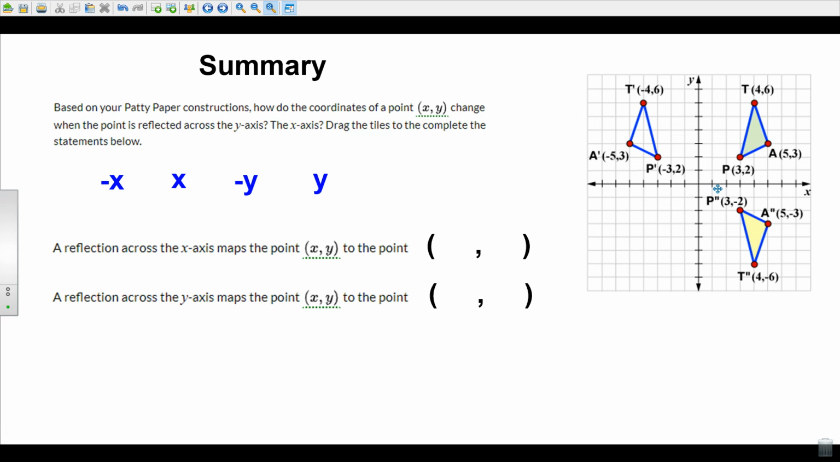So when we reflect across the x-axis right here, so we're talking about this reflection that ends up down here, x stays the same, but y changes sign to its opposite. Reflection across the y-axis maps the point xy to x changes sign, y stays the same. So there's a really nice summary of what happens when you reflect across the x-axis, and then what happens to ordered pairs when you reflect across the y-axis.